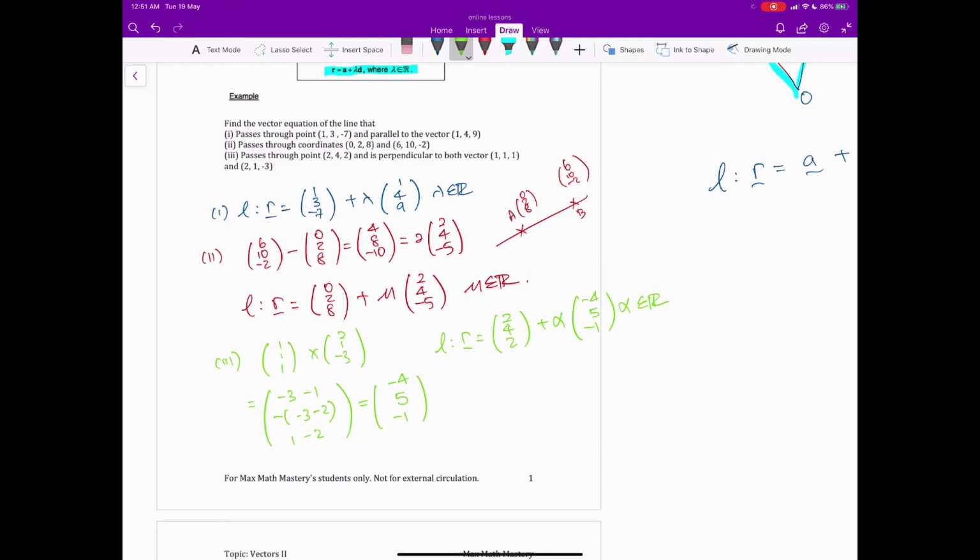Take note, if you really want to simplify further, you can also write our line equation as r equals (2, 4, 2) plus alpha (4, -5, 1). Both answers are acceptable. The reason why I want to use the blue portion is because it reduces the number of negative signs, which will help me solve questions more easily when we go on to applications with lines.